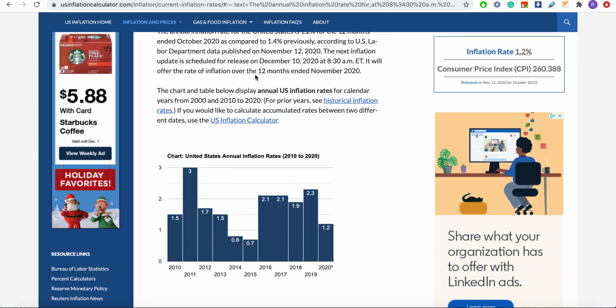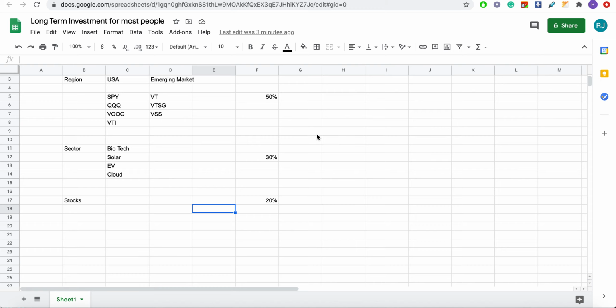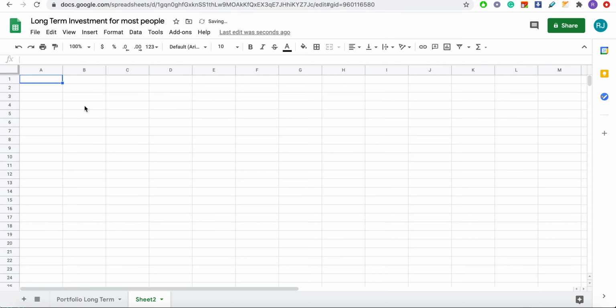So let's say you have cash. We can show this in a Google Doc right here. By not investing, let me do portfolio, long term, and I'm gonna go into that in more detail. Basically you have $10,000, that's your $10,000. By not investing, you are losing about 2% per year.